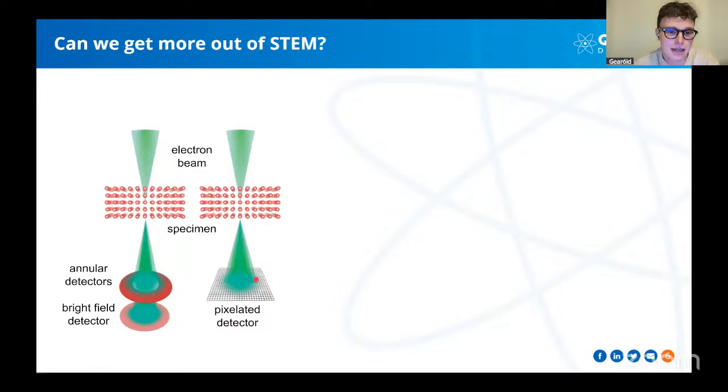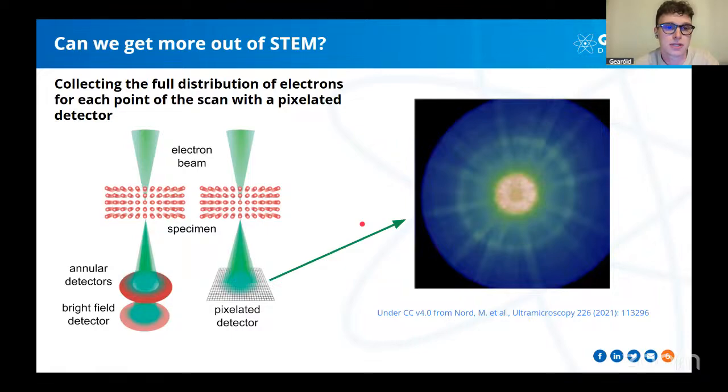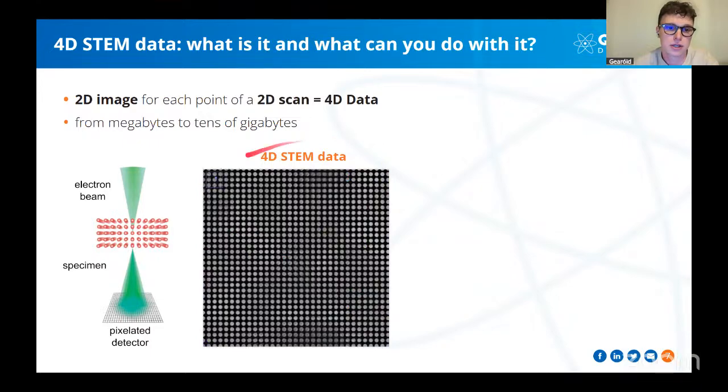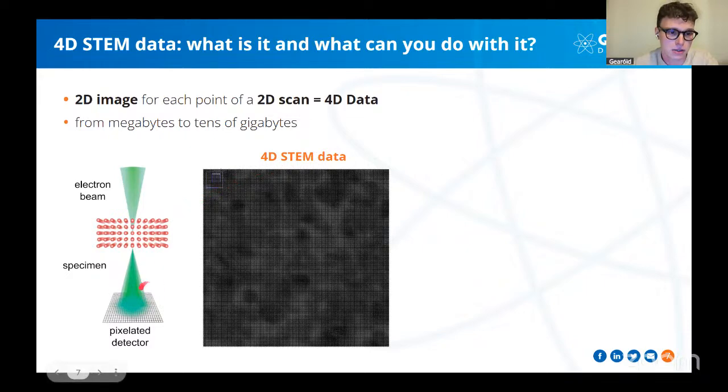If we add a pixelated detector to our column, instead of performing real-time integration, we can obtain the full distribution of electrons at each probe position. So what we're left with is a four-dimensional data set. It's four dimensions because you have a two-dimensional scan grid, and then at each point in the scan grid, you have a two-dimensional diffraction pattern. So these data sets can go from megabytes to tens of gigabytes in size, depending on the acquisition parameters. So things like the number of scan points in the region of interest, but also the properties of your detector, so the number of pixels and the bit depth of the detector as well.